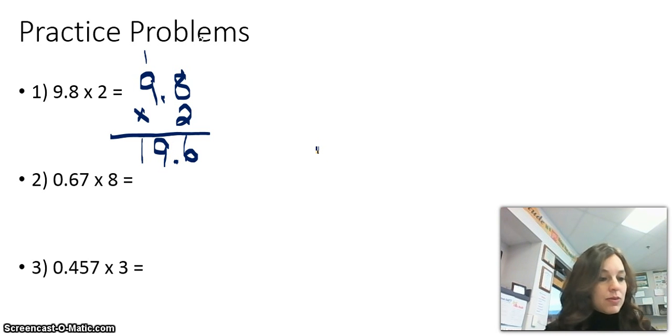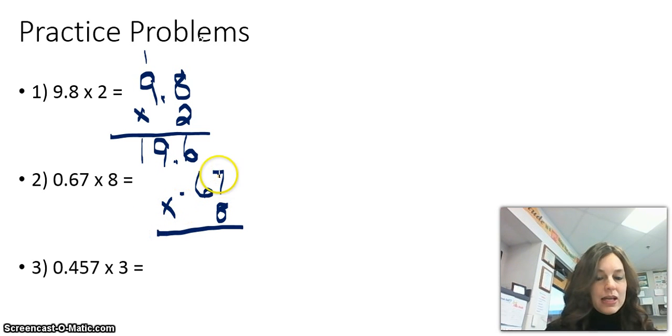Next we have 6700ths times 8, or 0.67 times 8. So we'll put our decimal point, 6, 7 times 8. 8 times 7 is 56, carry the 5, bring down the 6. 8 times 6 is 48, plus 5 is 53. 2 places behind the decimal in my question, so 2 places behind the decimal in my answer. My answer is 5 3600ths.